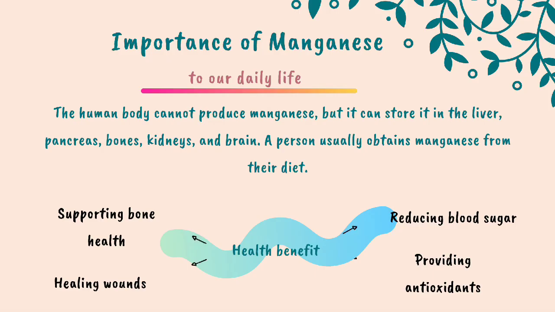This is the last section of this video, which is the importance of manganese to our daily life. The human body cannot produce manganese, but we can store it in the liver, pancreas, bones, kidneys, and our brain. Usually we obtain manganese from our diet. The health benefits of manganese are supporting bone health, healing wounds, reducing blood sugar, and providing antioxidants.